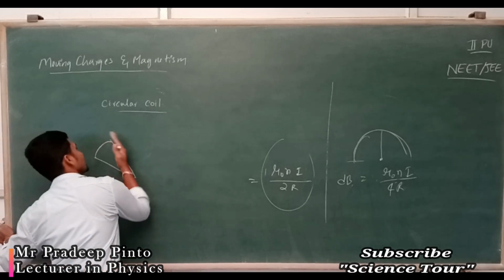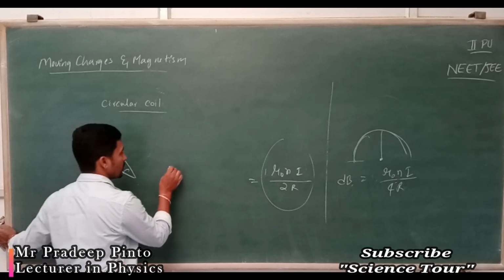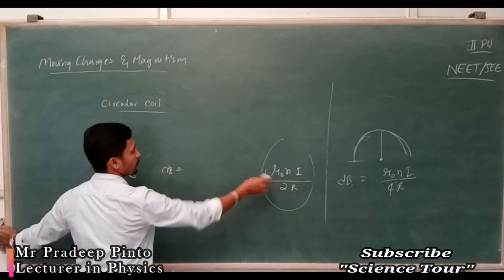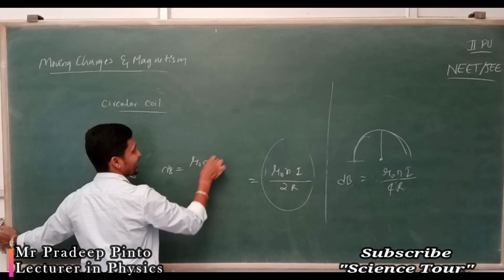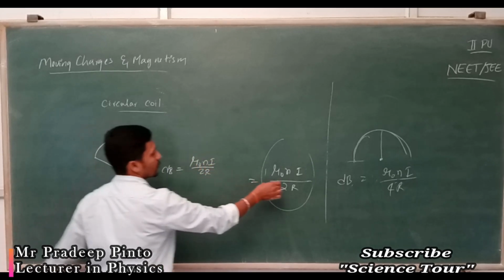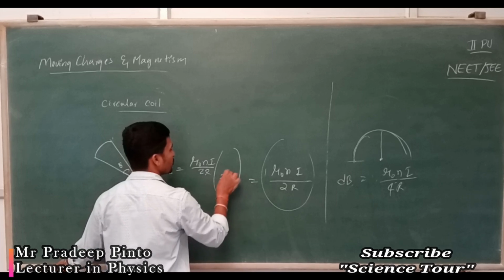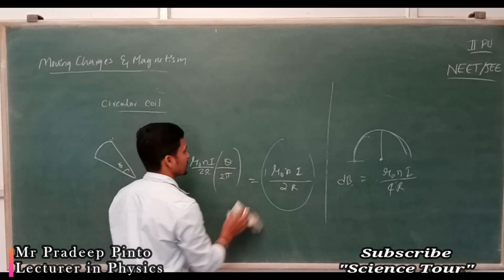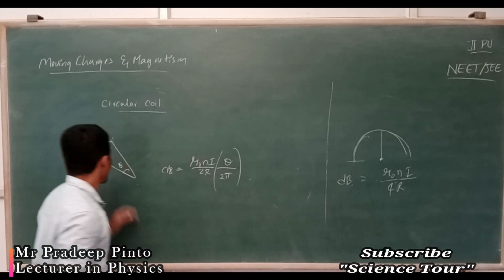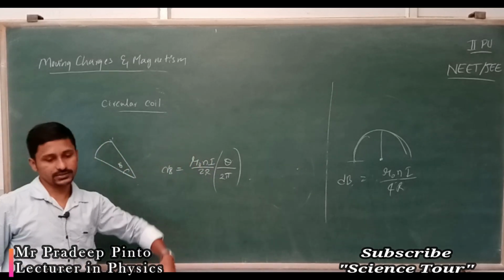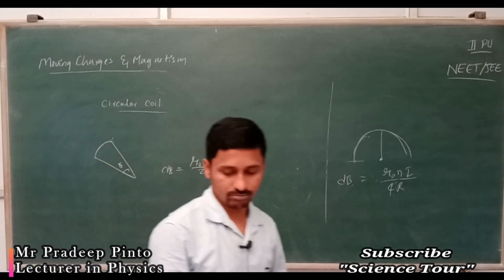How much is there? Out of the full angle, it is μ₀nI divided by 2r. The full angle is 2π, so out of 2π, only θ is there. This much it becomes. Out of 2π, θ is there. Like that it is, θ/2π.